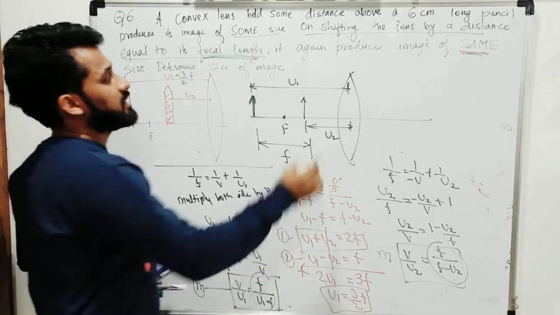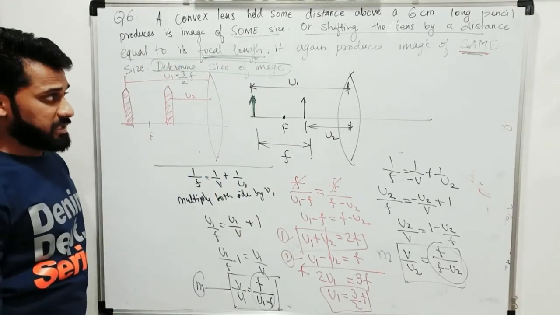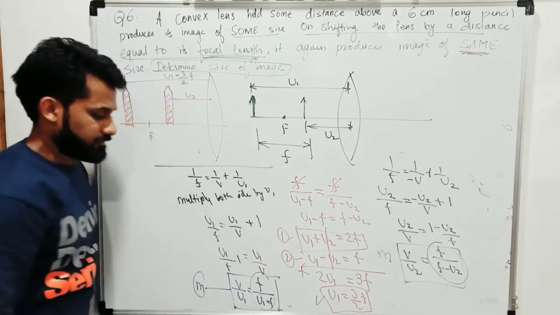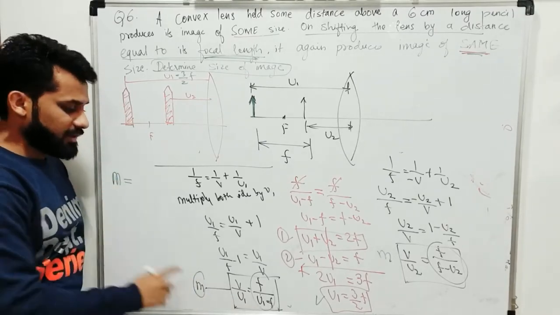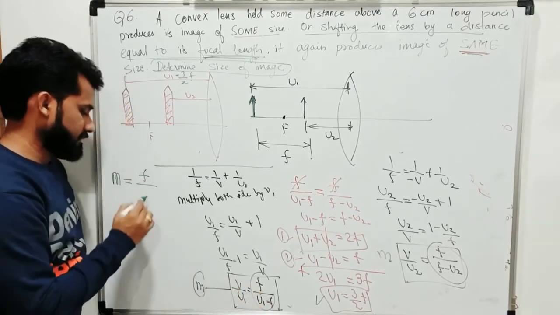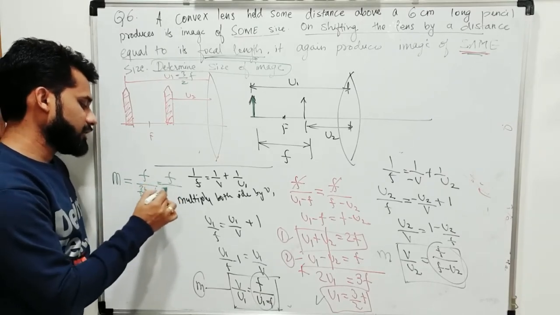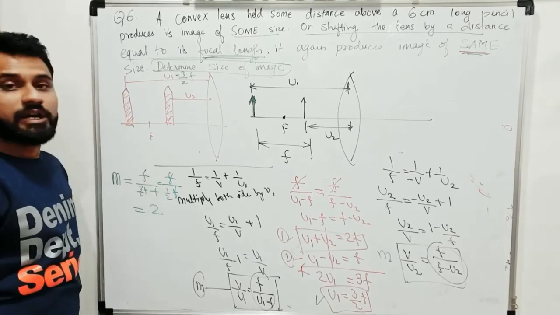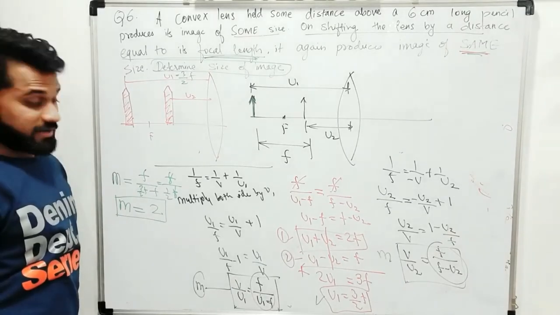So what will be the size of the image? Let us first find the magnification. We have calculated u1. So if I replace u1 over here, what magnification will I get? Magnification will be f divided by 3 by 2 f minus f, that is f upon half f. f and f will cancel. Magnification will be basically 2.